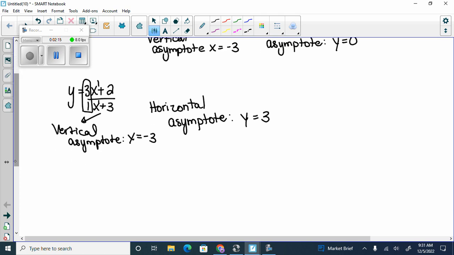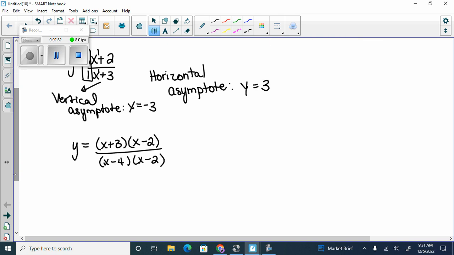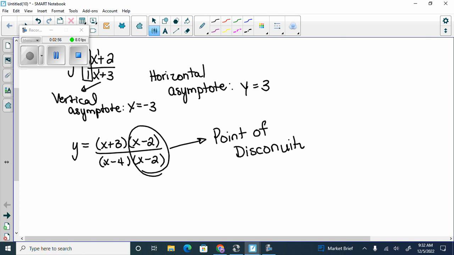Then we have y equals, say it factors, and we get x plus 3, x minus 2, over x minus 4, x minus 2. What degree is the top and the bottom on these ones? It's both degree 2. When they're both degree 2, we will get an asymptote for both asymptotes and a point of discontinuity, right? This here gets me my point of discontinuity. Because that x can't exist, because it's in the denominator, but because it cancels off, it's a point of discontinuity.